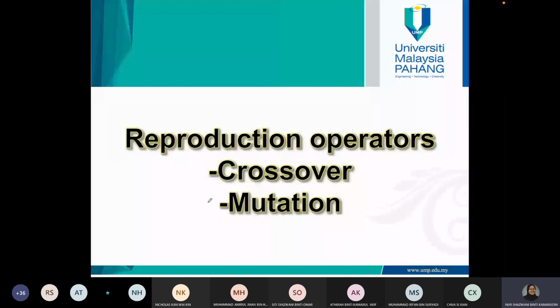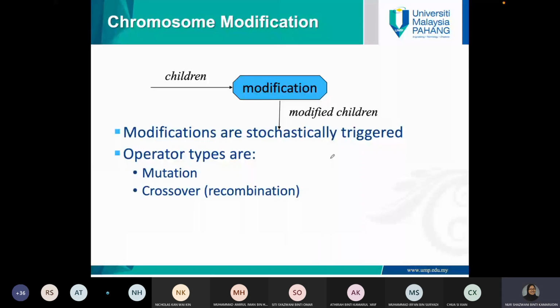Now let's take a look at the reproduction operators. We have two here: crossover and mutation. These two reproduction operators will do the modification to the parent chromosomes and create a new chromosome we call the offspring or the child chromosomes. It will do the mutations and it will do the crossover.